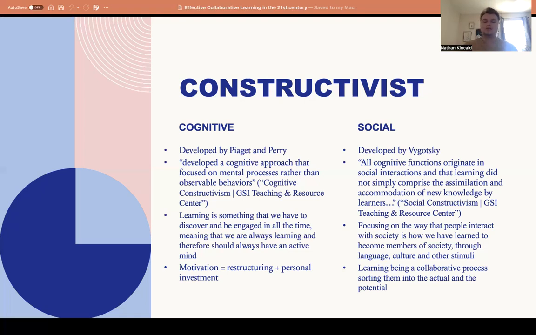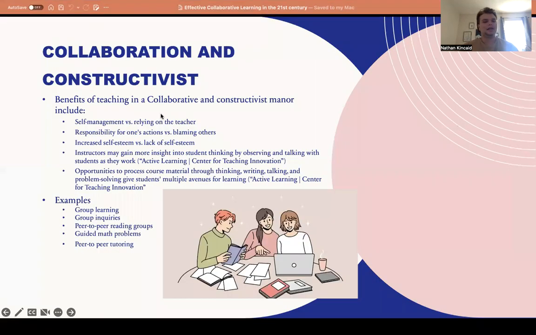So we are all surrounded by different stimuli every single day. And therefore, we have different ways that we can engage and understand things. And then finally, learning being a collaborative process, sorting them into the actual and the potential. The actual being more what we learn, and the potential being how you learned that and that sort of environment. So moving on to collaboration and constructivism.